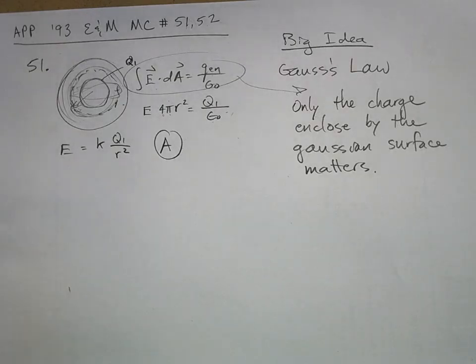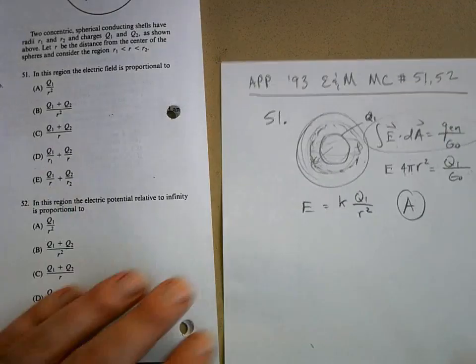You got it? Gauss's law is going to be on free response and it's going to be on multiple choice. It's one of the biggies. It's one of Maxwell's equations. It's one of the biggest ideas in physics, at least in electromagnetism. All right, let's go on then to number 52.